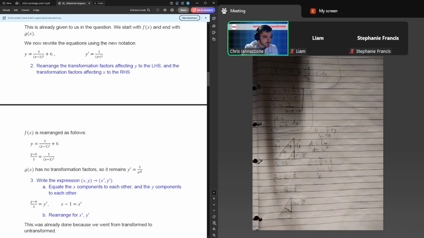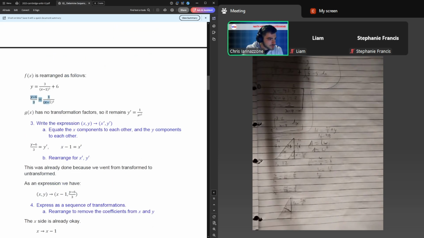Okay. We're also going to do that for the other function, by the way. It just so happens that there are no transformation factors on that, and so we leave that as is. So we're going to end up with two final expressions, one with the new f and the other with the new g.